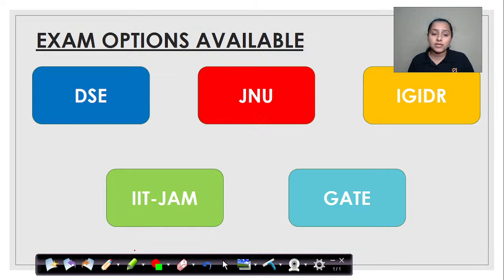So as you can see, these are the major papers. Delhi School of Economics offers an MA Economics program, a 2-year full program. JNU has two schools where they offer MA Economics: one is SIS, School of International Studies, and the second is SSS, School of Social Sciences. So they have two MA programs. Then IGIDR provides you an MSc in Economics. IIT JAM opens the gate for two major IITs, IIT Delhi and IIT Roorkee.